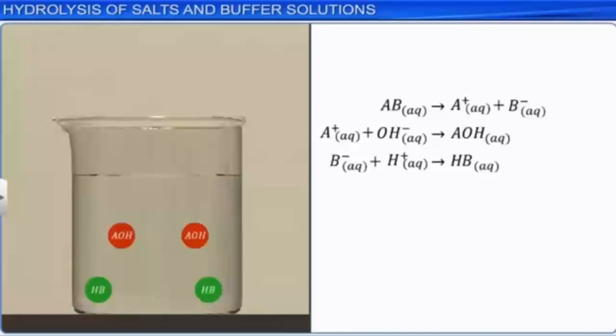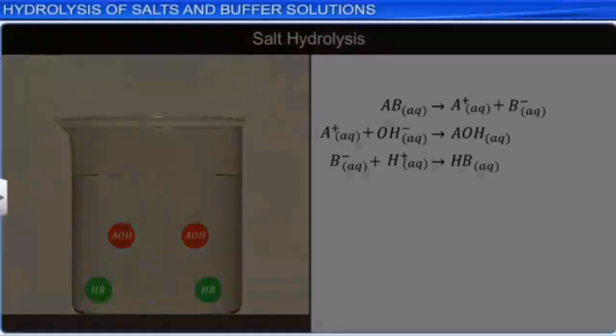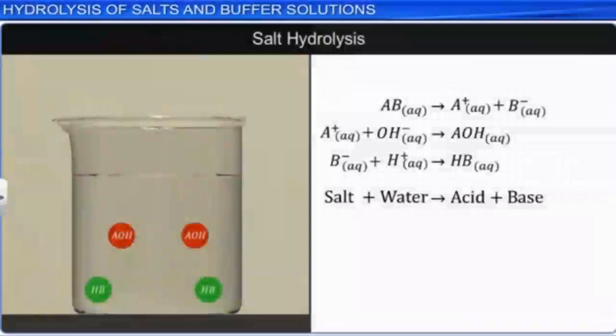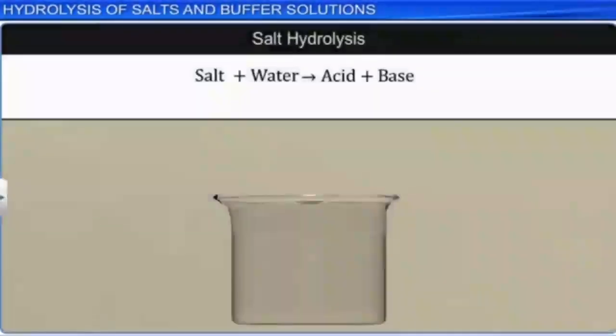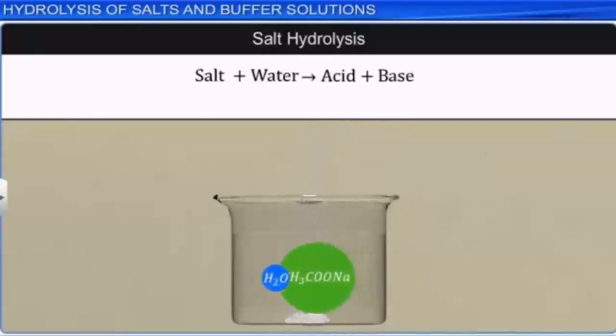The process in which cations or anions react with water to produce an acidic or alkaline solution is called salt hydrolysis. Hydrolysis is the reverse of neutralization. In hydrolysis, salt reacts with water to give a mixture of an acid and a base. For example, when sodium acetate is dissolved in water, it gives a mixture of acetic acid and sodium hydroxide.